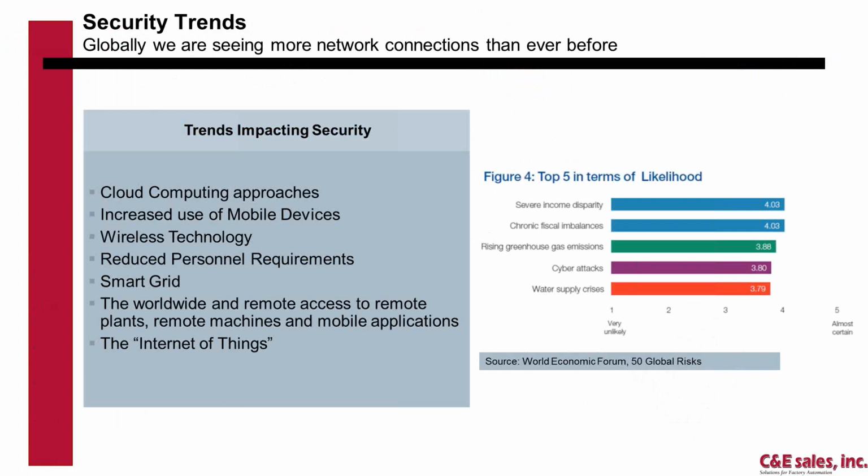So what are some of the trends that are impacting us? Well, cloud computing, which would certainly fall under the umbrella of Industry 4.0 or IIoT. So the goal to get everything connected and get everything connected to the cloud also increases our exposure. Increased use of mobile devices. So throughout our plants, we have mobile access now to machines. We wouldn't have thought of that even 5 or 10 years ago. Wireless technology is prolific throughout the industry now.